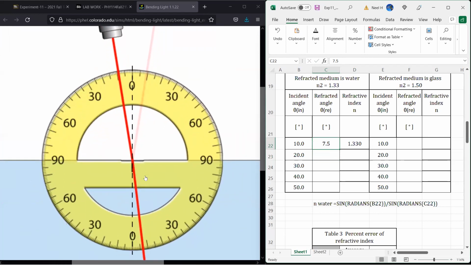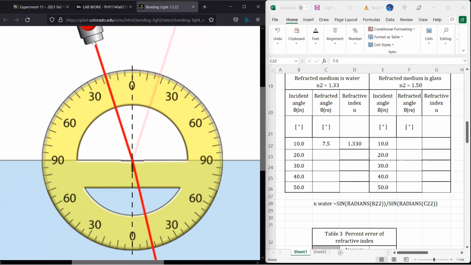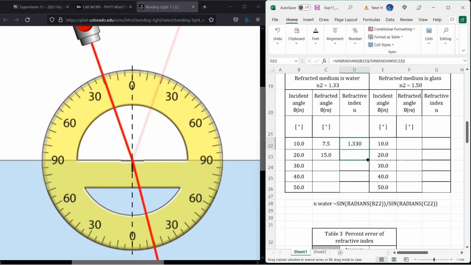Okay, then let's check out a couple of different incident angles. Any other questions, problems? Okay, 20-degree incident. It seems the refracted is about 15. Click and drag the calculation. Looks good. There's a little bit of error now, but that's always a reading error. That's totally fine.